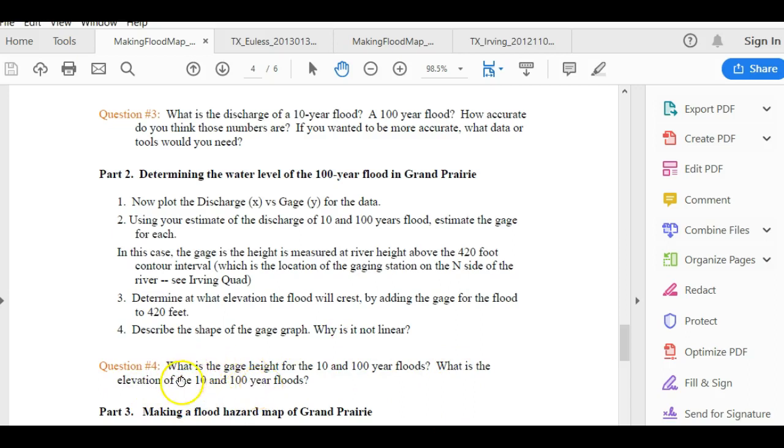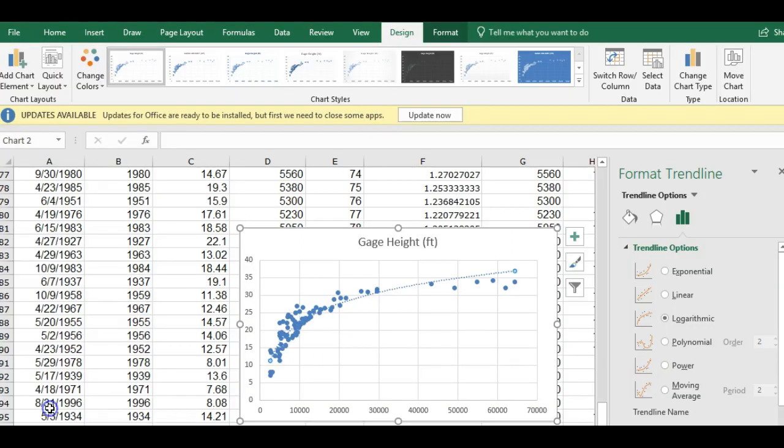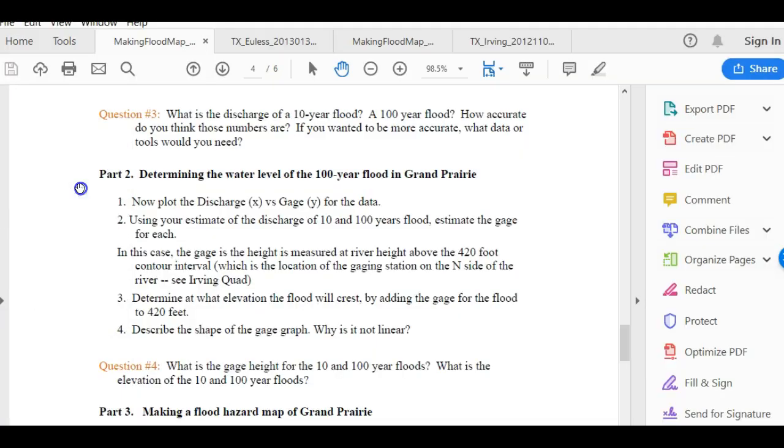When you have that information, you're going to write it down here. Make sure you understand the difference. The gauge height for the 10 and 100 was simply found on that graph. You simply linked it up from your previous answer that you had here. The elevation is found by taking that number plus the 420, and then this number plus the 420. And that concludes your short tutorial on part 2.